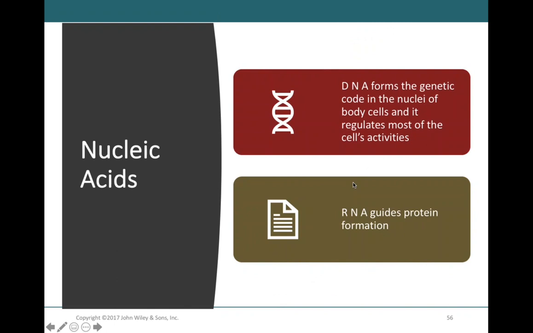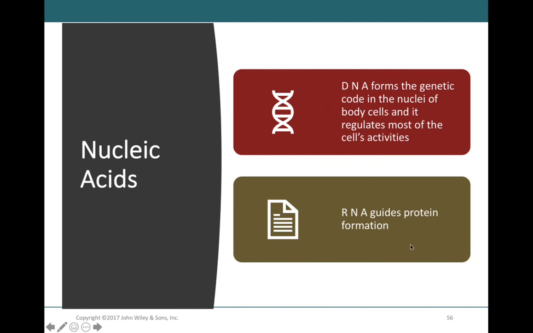Our last type of organic compound are nucleic acids. Our two major types of nucleic acids are DNA and RNA. Both of these molecules are going to have their own unique functions. DNA is going to be forming the genetic code for our different organisms. So every person is going to have their own unique DNA. Each of you listening to this class is going to have your own unique DNA code, and that's going to be made up of nucleic acid.